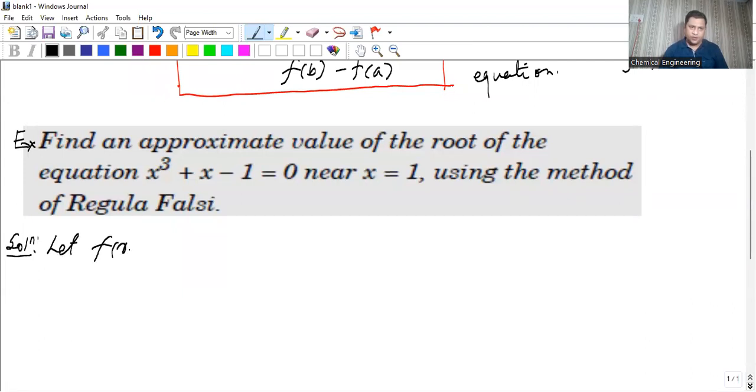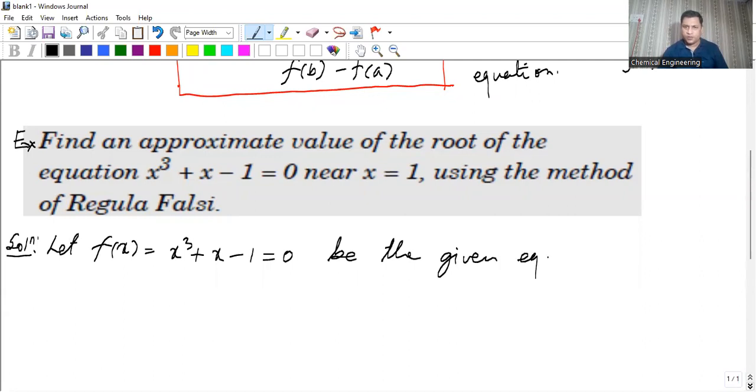Let f of x equal x cube plus x minus 1 equal to 0 be the given equation. So we have to find the interval, a and b. Let us try with f of 0. What happens with f of 0 is going to be minus 1, less than 0.